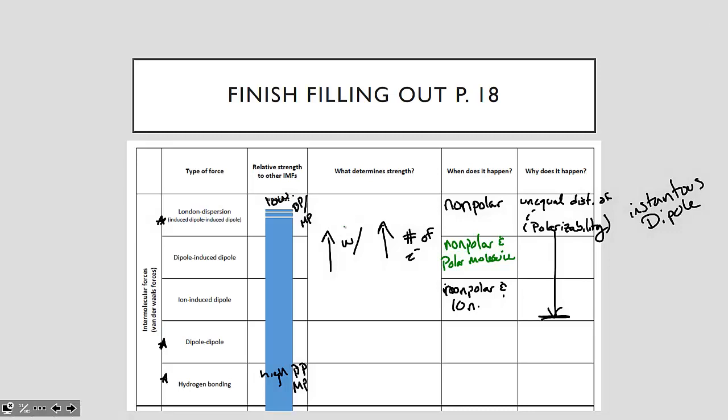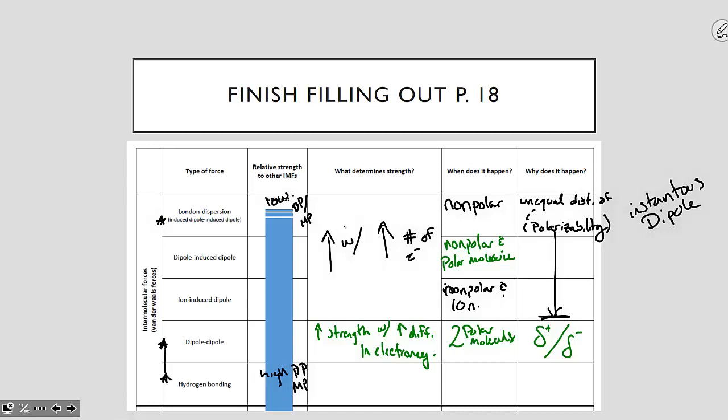Dipole-dipole attractions get stronger the bigger the dipole is. So increased strength with increased difference in electronegativity. And this will only happen between two polar molecules. Why does it happen? Because you have something that's partially positive and something that's partially negative.